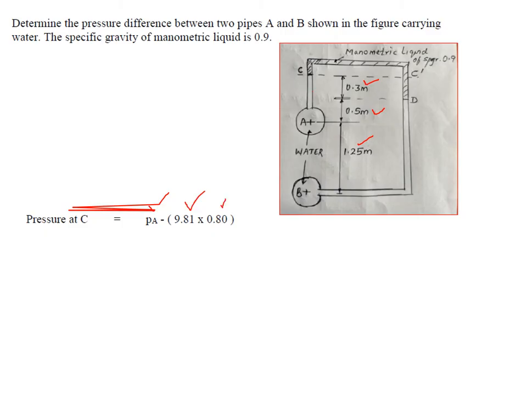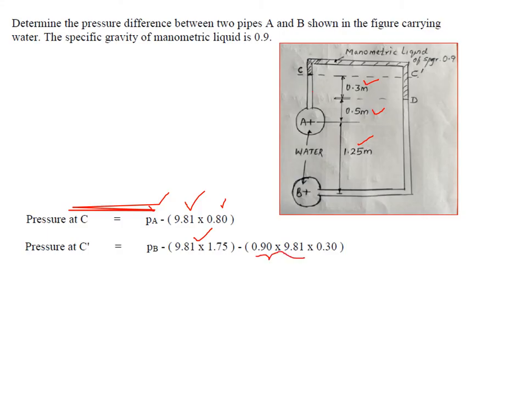How to write pressure at C dash? Pressure at C dash is PB, since it is one horizontal plane. As we move upwards up to a distance of 1.75, it is water. So therefore 9.81 into 1.75, with minus because as we move upwards pressure decreases. Again we move upwards, but the liquid here is manometric liquid, so specific gravity is 0.9. So 0.9 into 9.81 is the specific weight of this manometric liquid, and the distance is 0.3. So this is how you write.